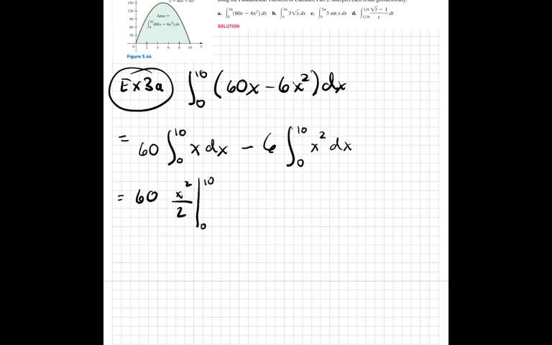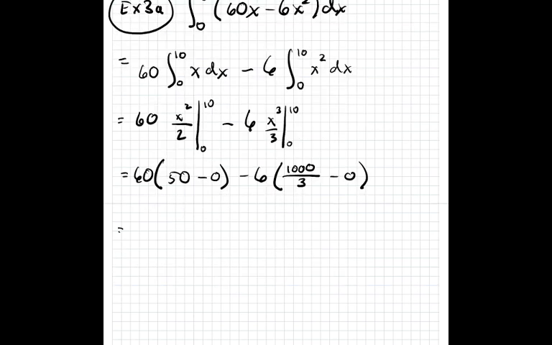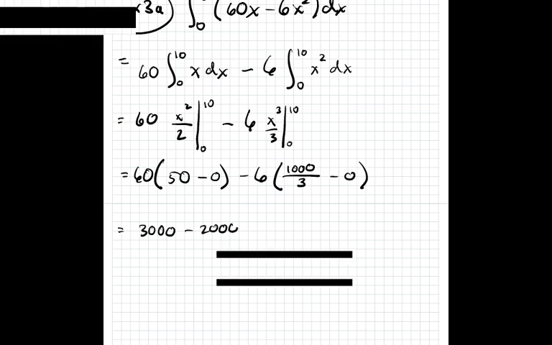Then we're going to say minus 6 times, for instance, if we have x squared, that's going to become x cubed over 3, evaluated from 0 to 10. So then we have 60 times 10 squared over 2, which is 3,000, minus 0, minus 6 times 1,000 divided by 3, minus 0. 6 divided by 3 is 2, so 2,000. 3,000 minus 2,000 should be 1,000.